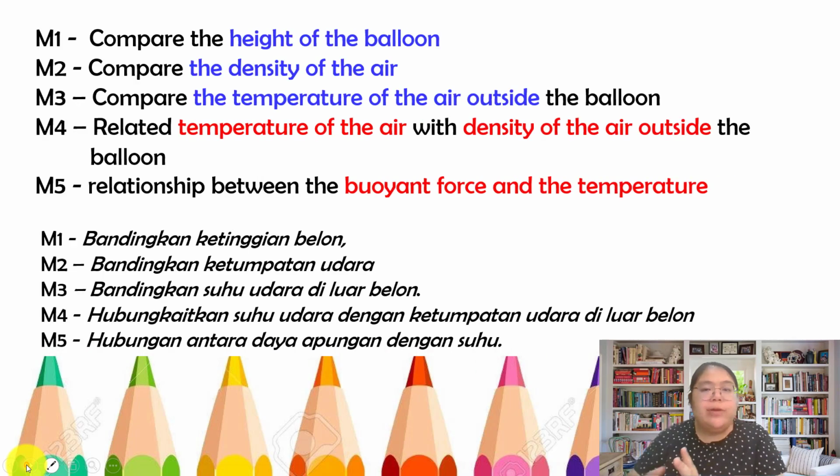Okay, so before we answer, we summarize first what we need to do. First one, mark 1 is the height of the balloon. Mark 2 is the density of the air. Mark number 3, you need to talk about the comparison of the temperature of the air outside the balloon. Number 4, relate the temperature of the air with the density of the air. Last one, the relationship between buoyant force and the temperature. So we just go one by one to answer it. Just follow the step.